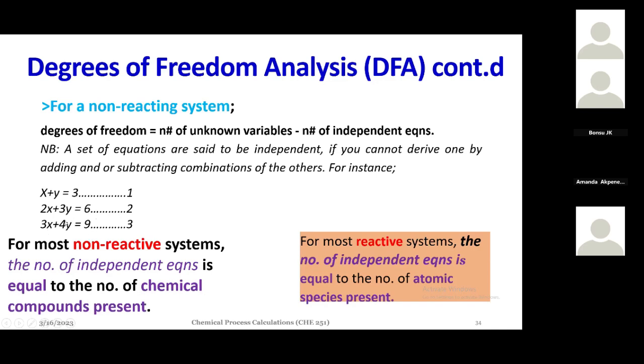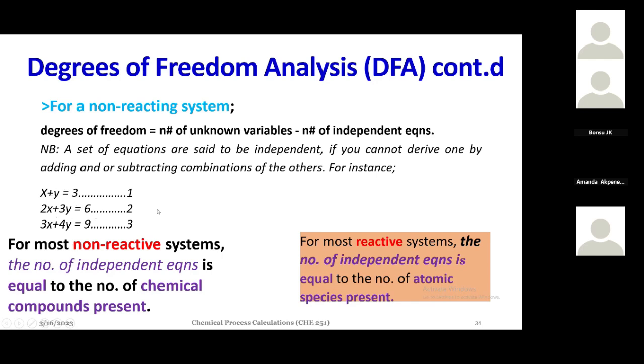So it means that equation 3 depends on equation 1 and 2. Right? And then when I subtract equation 1 from equation 3, I'm going to get equation 2. So it also means that equation 2 depends on equation 1 and 3. When I also subtract equation 2 from 3, I end up getting equation 1, which means that my equation 1 also depends on 2 and 3.